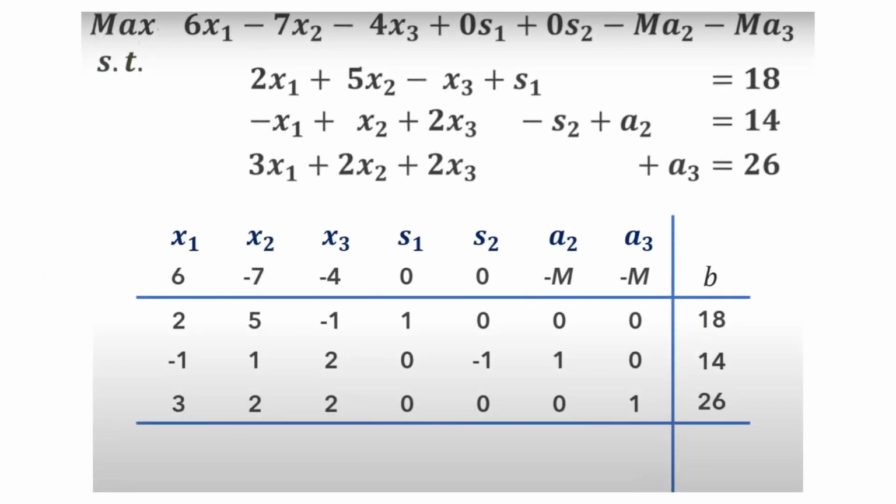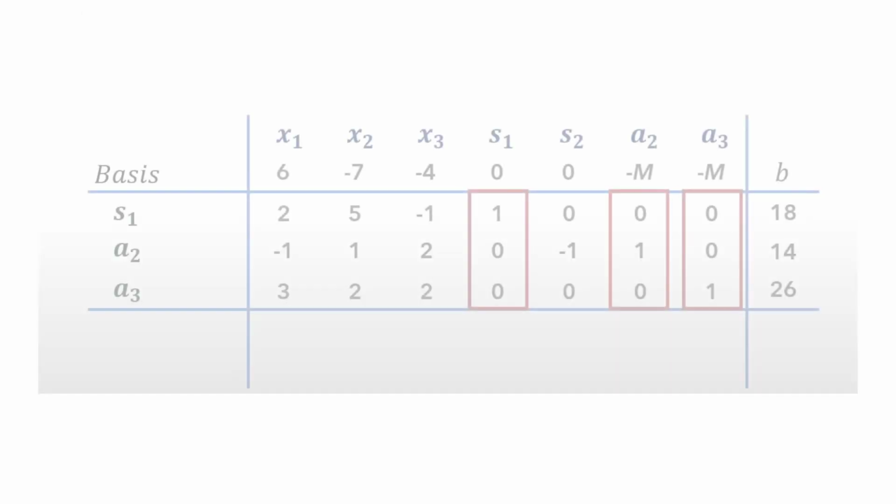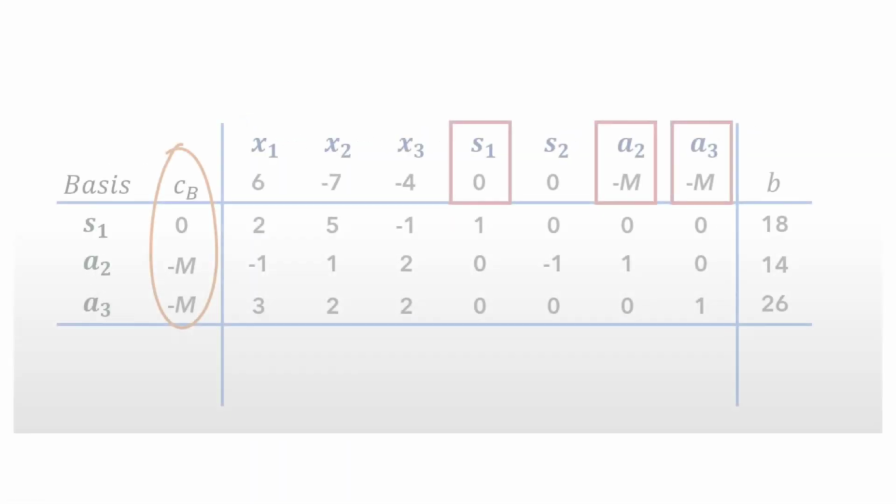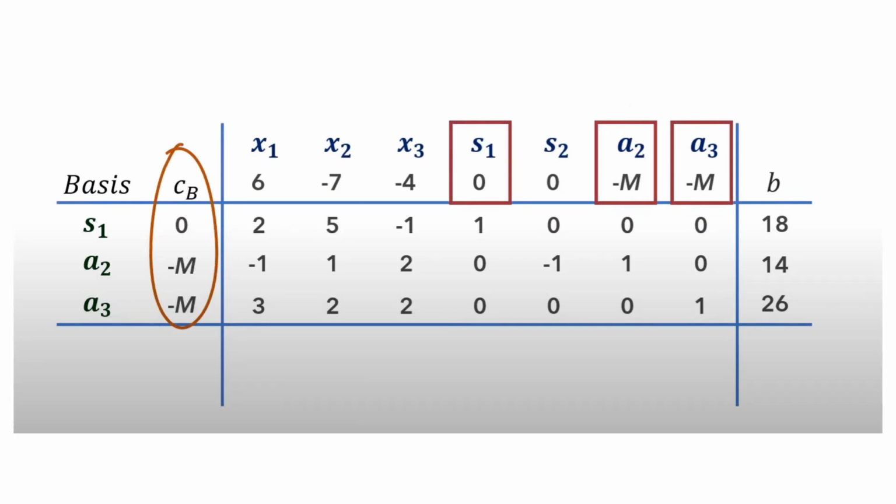We begin setting up the tableau with the objective coefficients, followed by the coefficients in the constraints, then the right-hand side, which we call the B column. The basic variables will be the ones with the unit column, the ones that have a coefficient of 1 in one of the rows, while the coefficients of the other basic variables are 0 on that row. So S1, A2, and A3 will be our initial basic variables. And we list their objective coefficients in the CB column there.